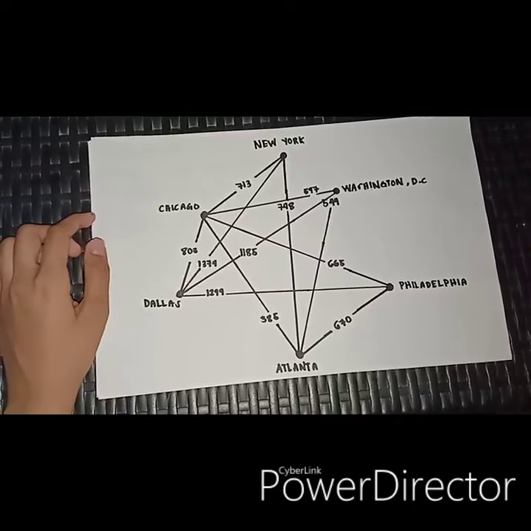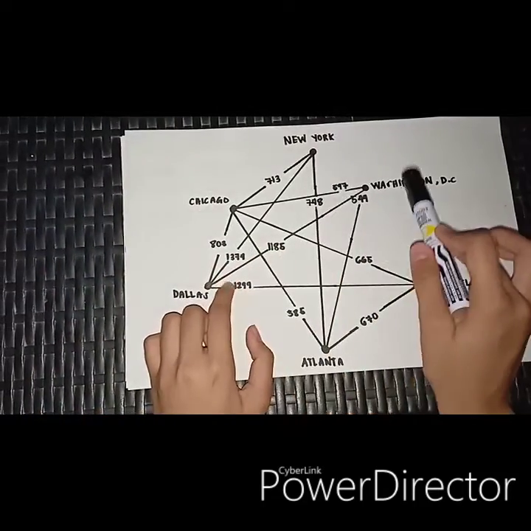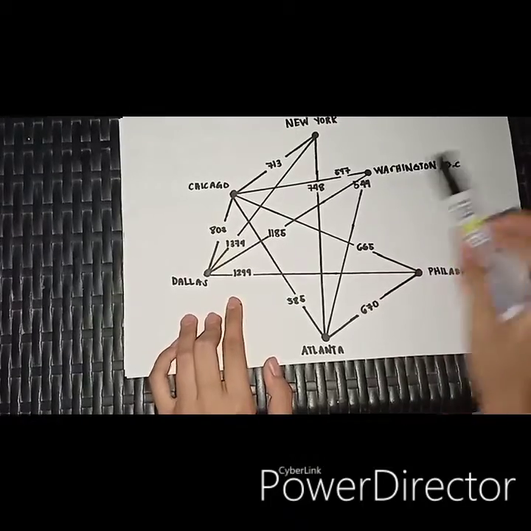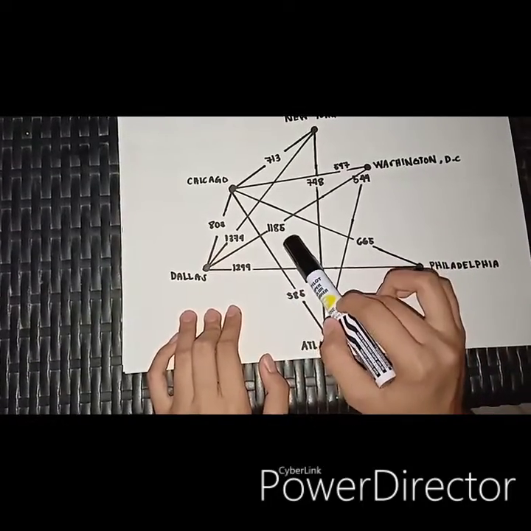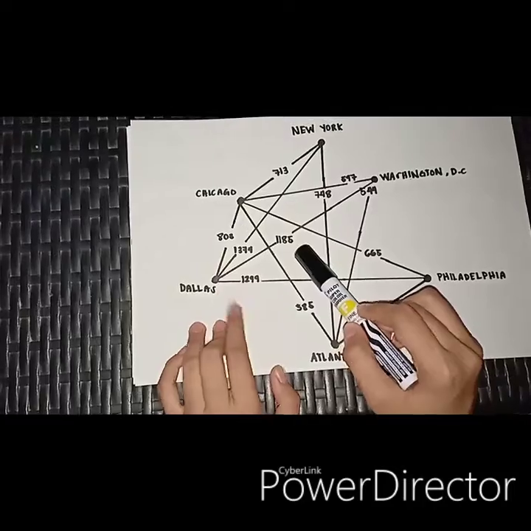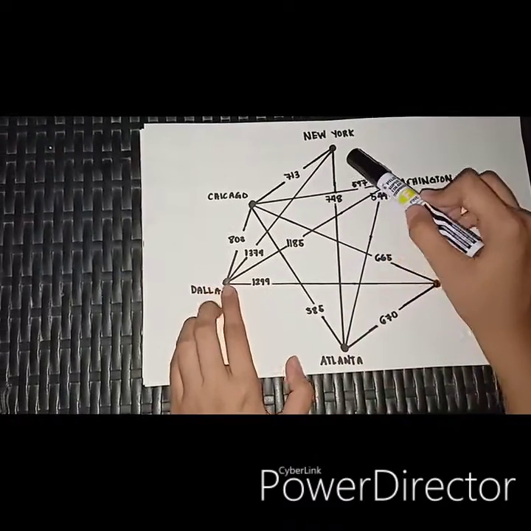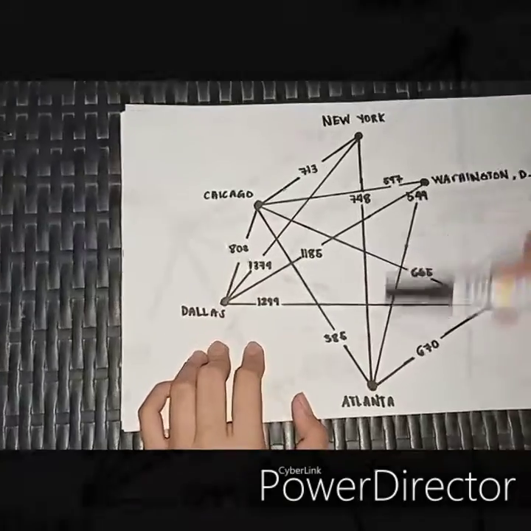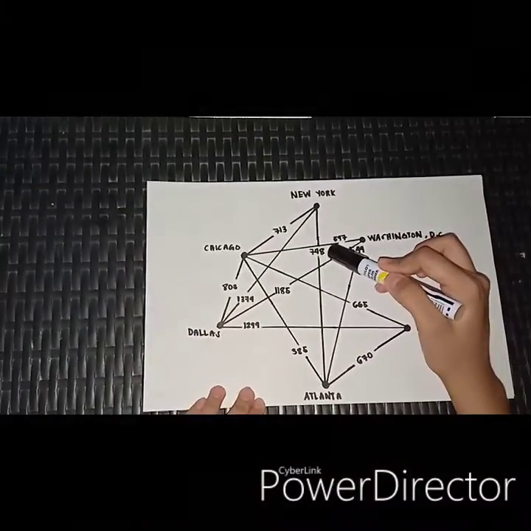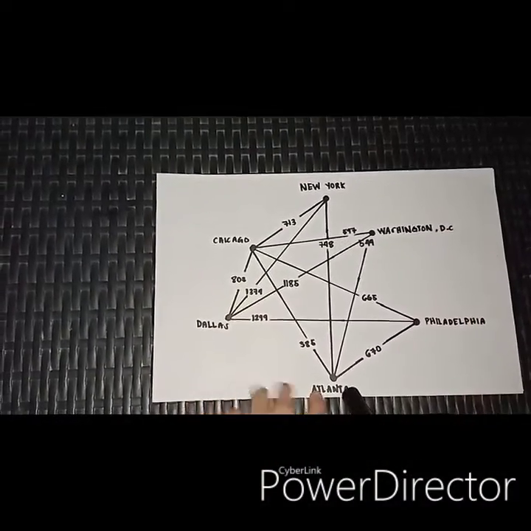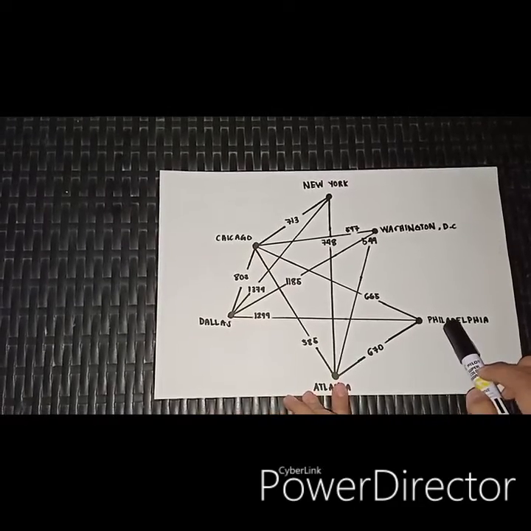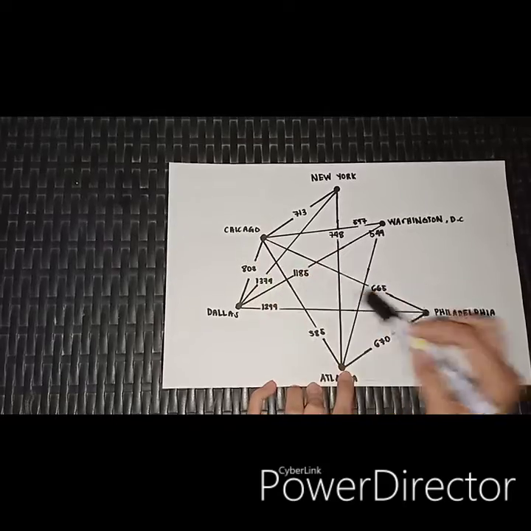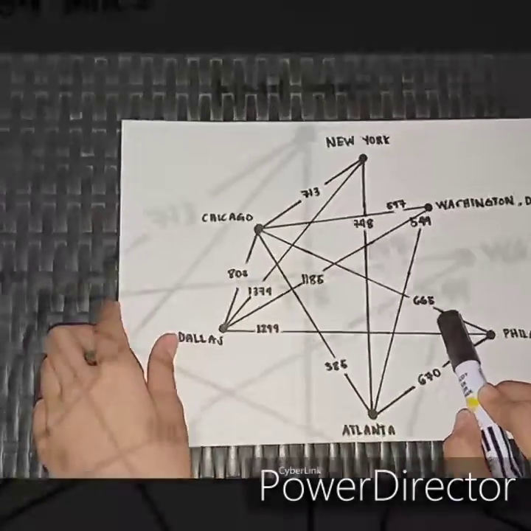Lastly, the third route is Chicago to Washington, D.C., which is 597 miles. Next is Washington, D.C. to Dallas, which is 1,185 miles. Next is Dallas to New York, which is 1,374 miles. Next is New York to Atlanta, which is 748 miles. Next is Atlanta to Philadelphia, which is 670 miles. And lastly, Philadelphia back to Chicago, which is 665 miles.